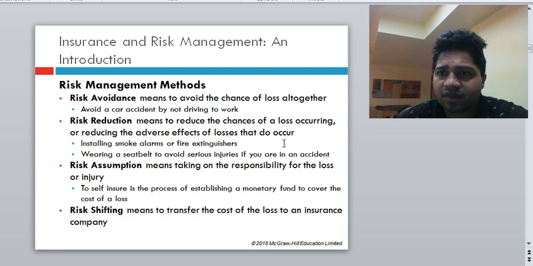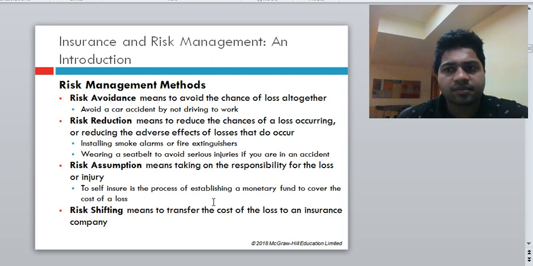So even if you meet with an accident, the possibility of damage to you is not as high as when you drive without seat belts. Installing smoke alarms and fire extinguishers, and wearing a seat belt to avoid serious injuries, are some of the examples.